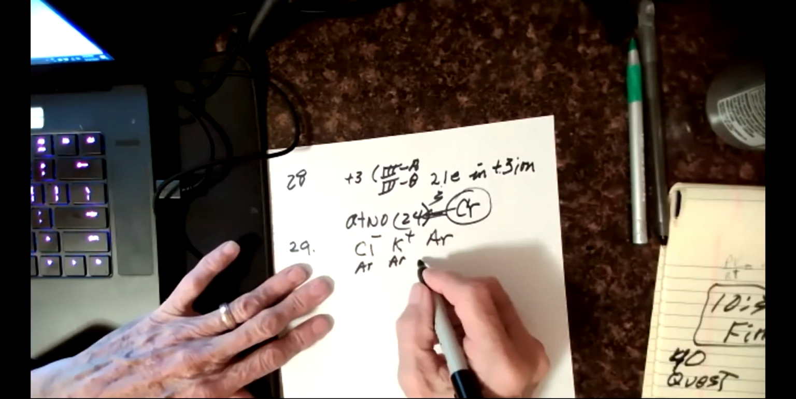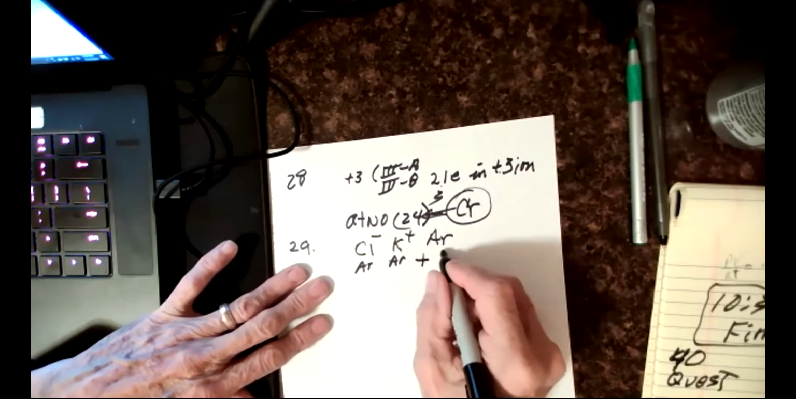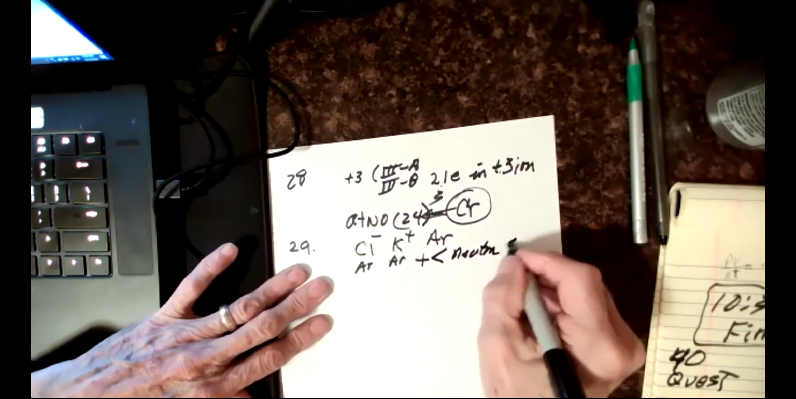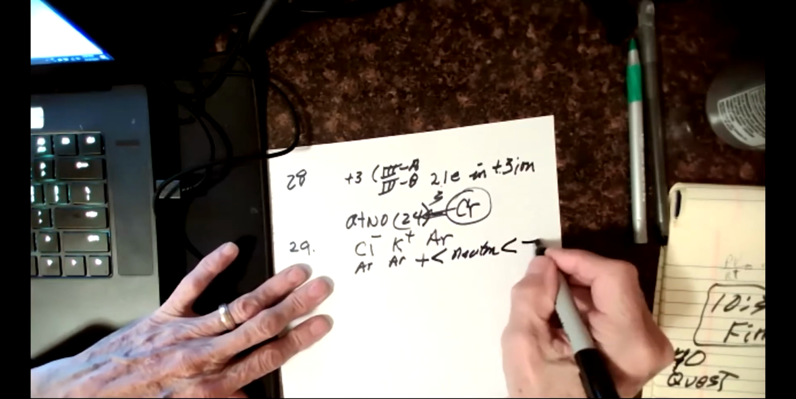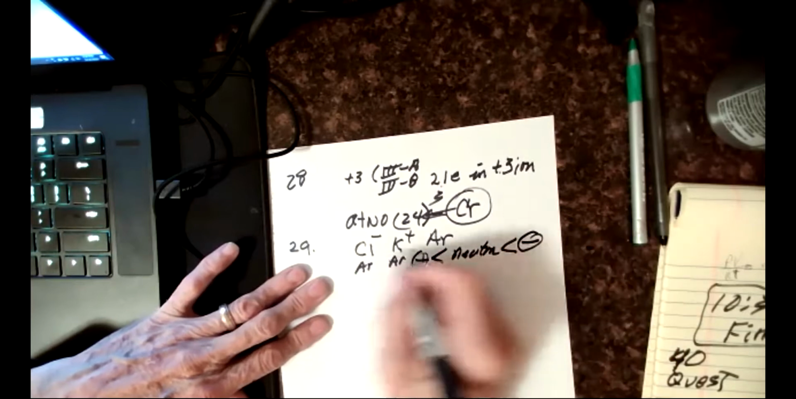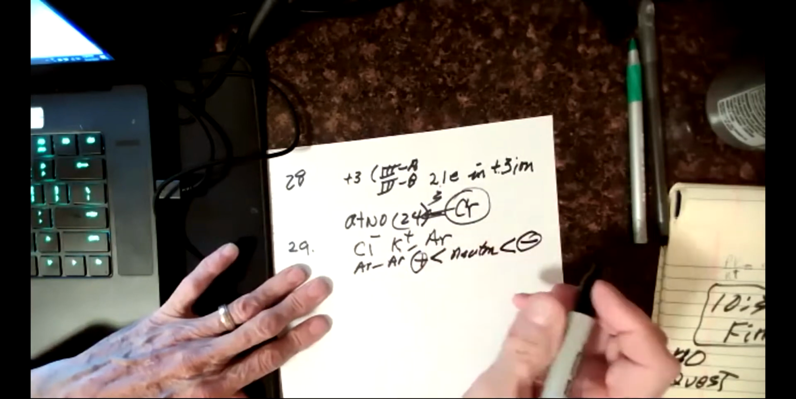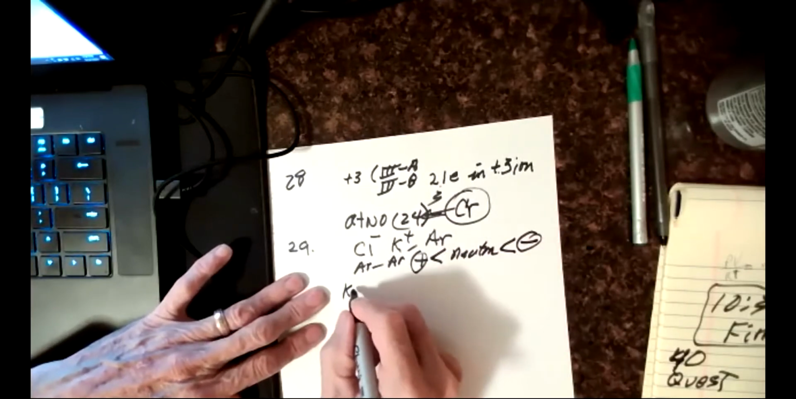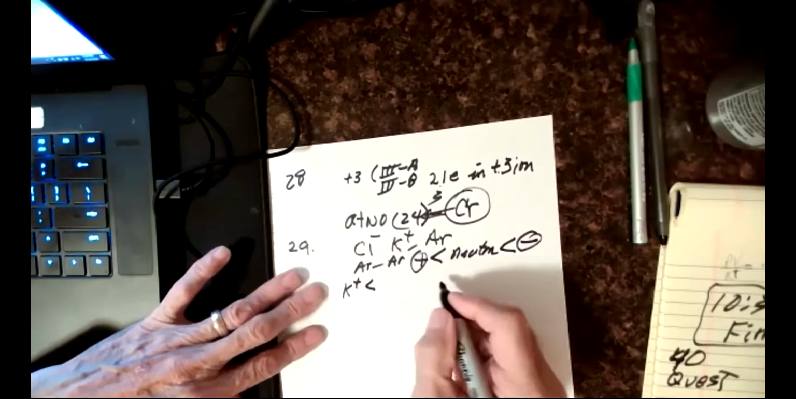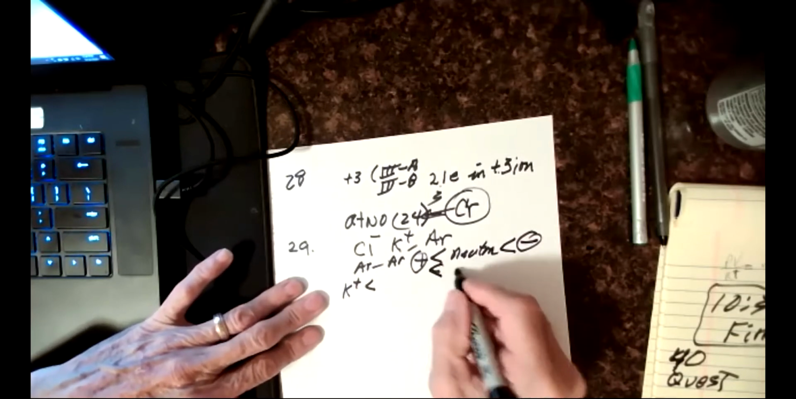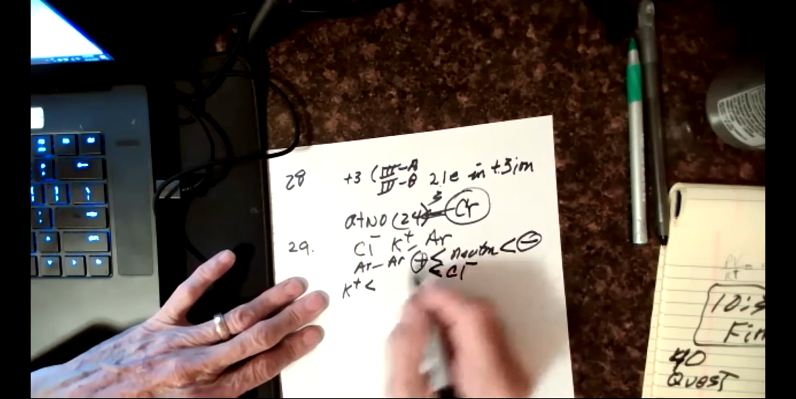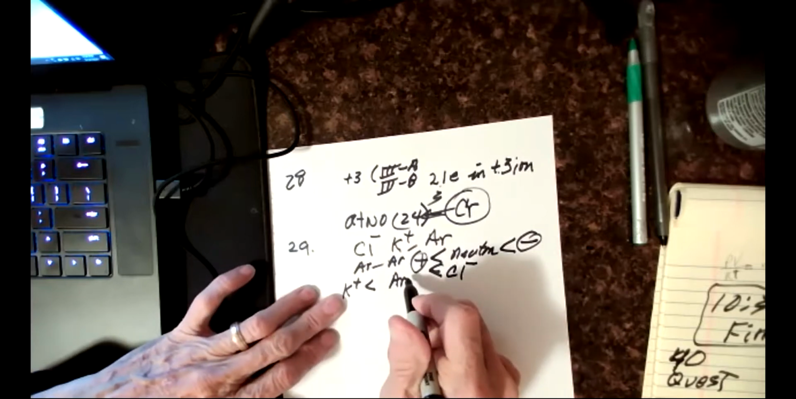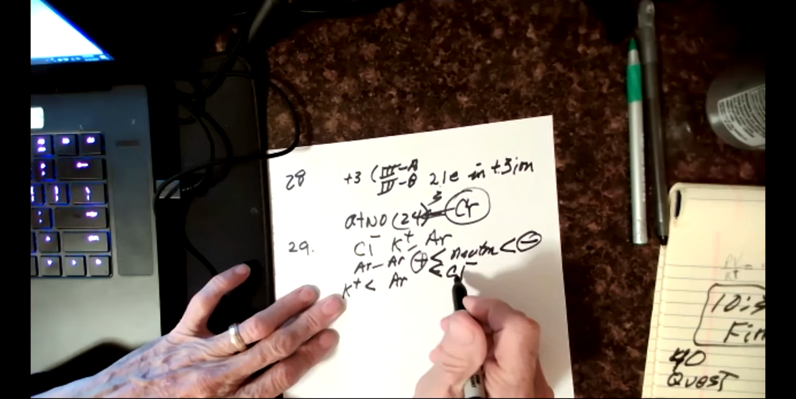So the positive ions are going to be smaller than the neutral. And the neutral is going to be smaller than the negative ions. That will always be true if they've got the same number of electrons in each one. So I can rank these already. The smallest one is the K plus, and the largest one is Cl minus, and the argon is in between. So that would be the order: K plus less than argon, less than Cl minus.